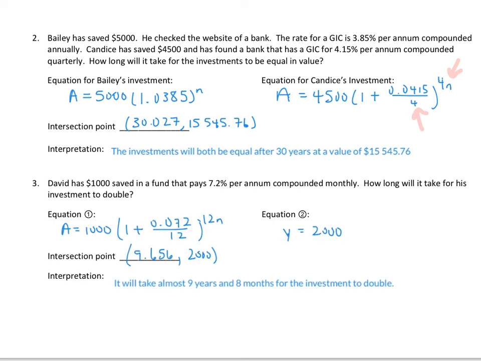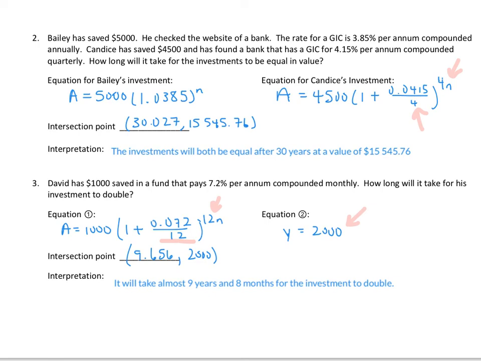All right, this question's slightly different in that we want to know for how long it will take for his investment to double. Well, in terms of this, our equation for David's investment is compounding monthly, so that's why I'm dividing my annual rate by 12, and I also have my n being multiplied by 12, so n represents my number of years. And my equation 2 this time is not another investment, it's just y equals 2,000. I want to know when that investment doubles. So my investment amount, my A value, is going to equal 2,000.